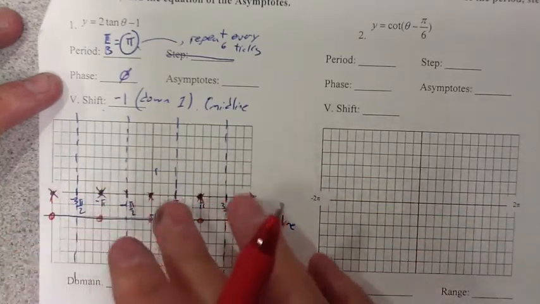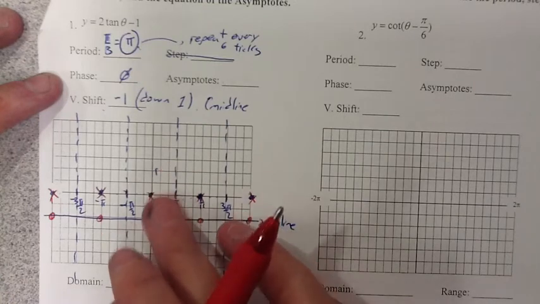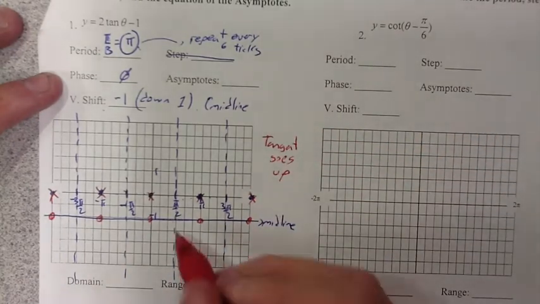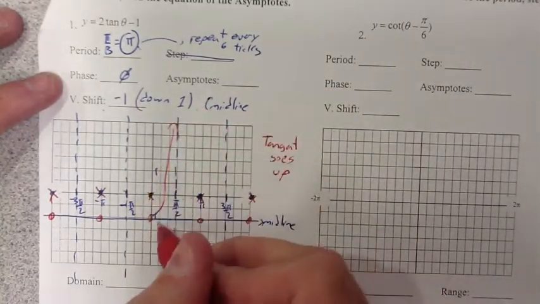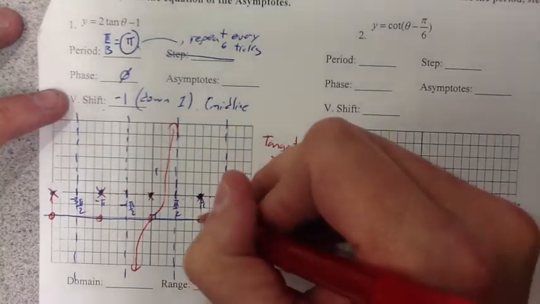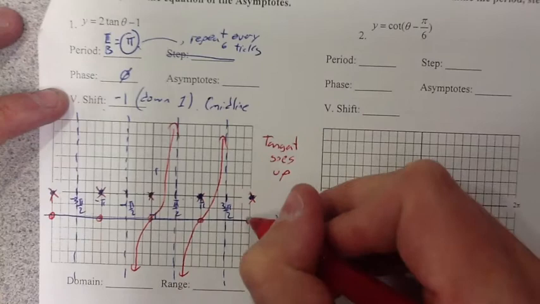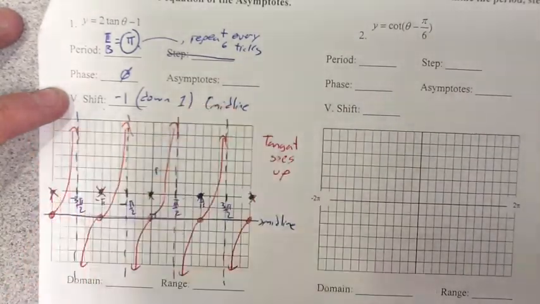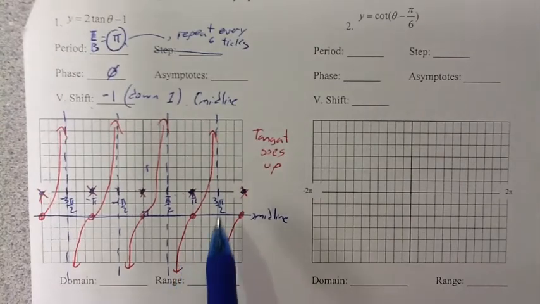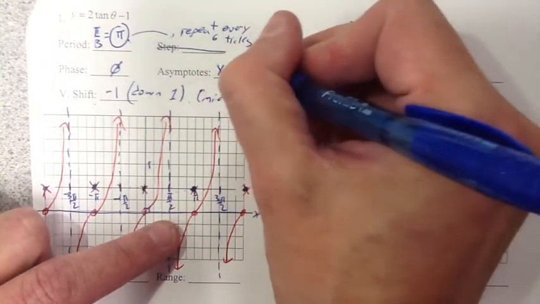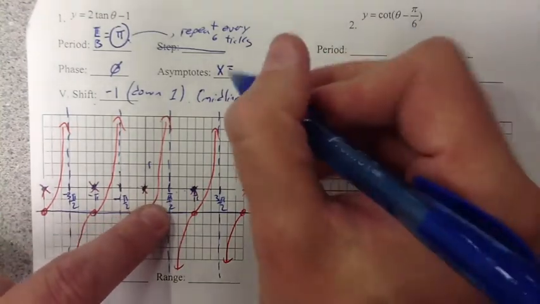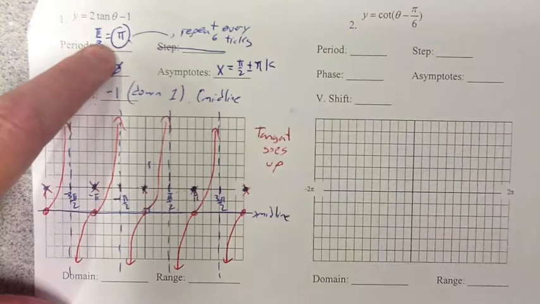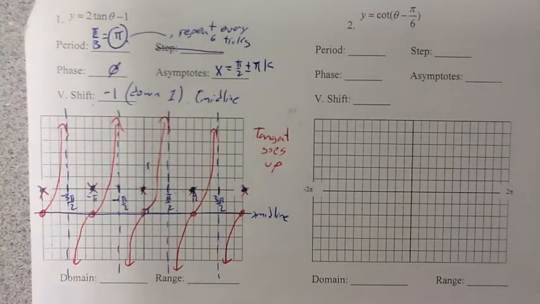Now, we could remember another point like pi over 4, remember pi over 4 was 1, but another way to remember is just remember this, tangent goes up. So if I start here, it has to go up the asymptote, and then down the asymptote this way. And on the other end, we just repeat that pattern in each little section. Be careful going down this side. Over here, going up, going down, going up, all around. There we go. So now I'm going to get the equations of my asymptotes from my graph. They're at the pi over 2. So remember, that's going to be x equals, just name one of your asymptotes, pi over 2, plus or minus, and then remember, they repeat every pi. That's where the period comes from, pi k. And there's the graph of 2 tangent theta minus 1.